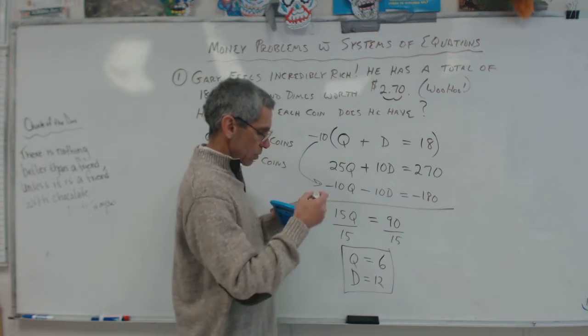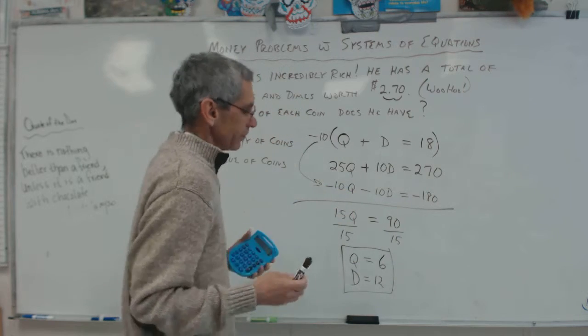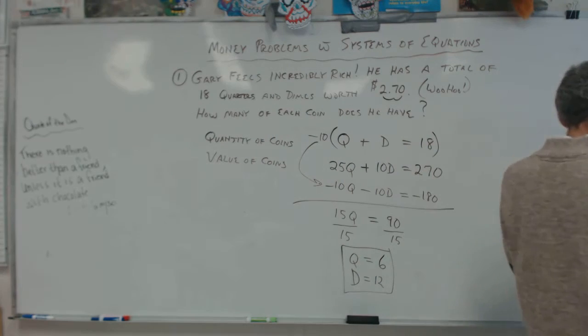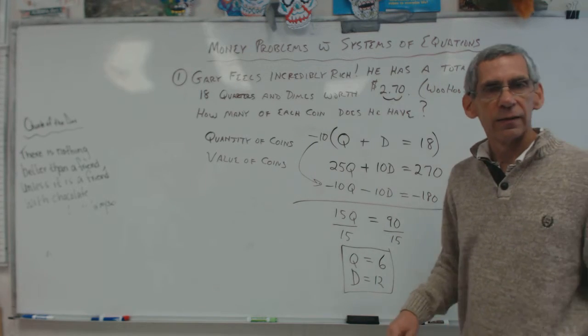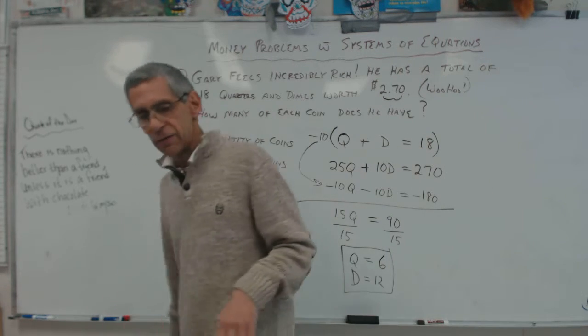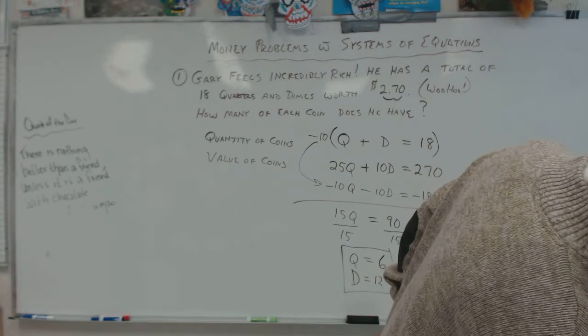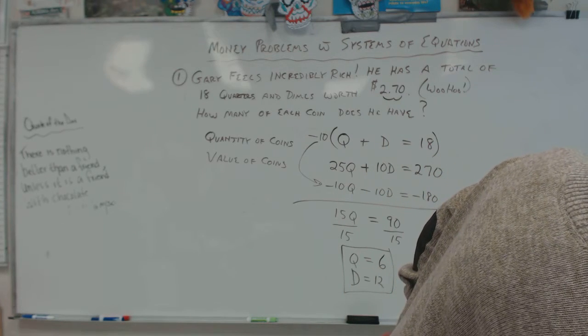Gary, you're so rich. You're even richer than you were. 270 is so much. You can buy a Rubik's Cube at the dollar store. They're actually kind of fun to do. Rubik's Cubes at the dollar store.